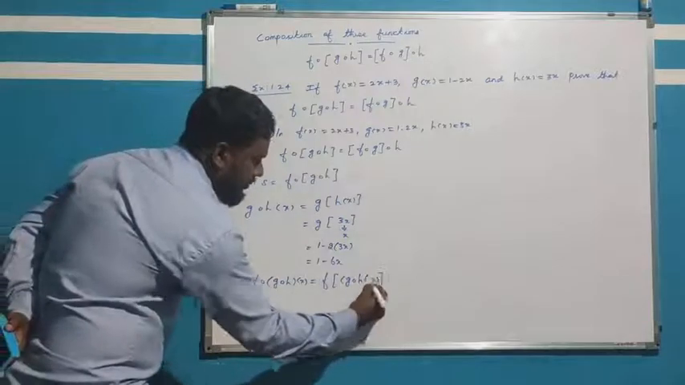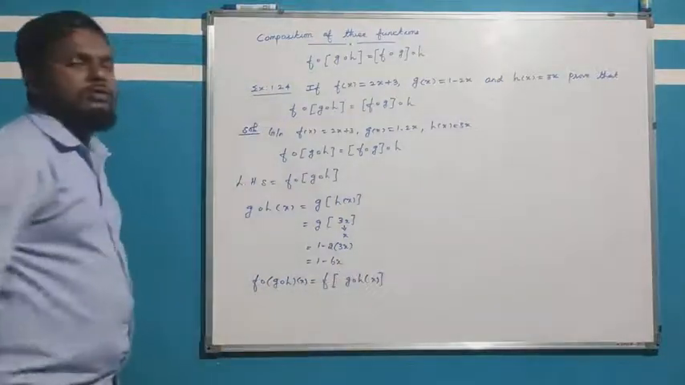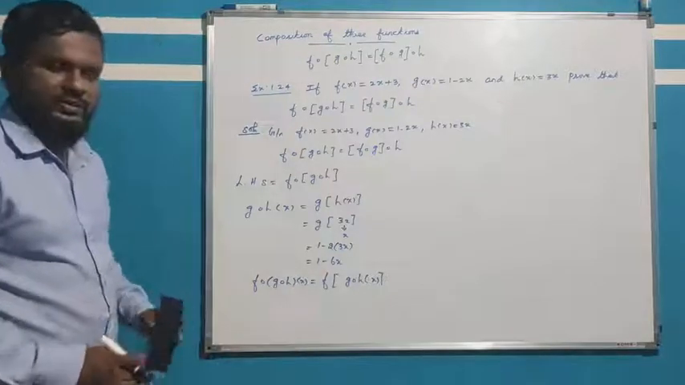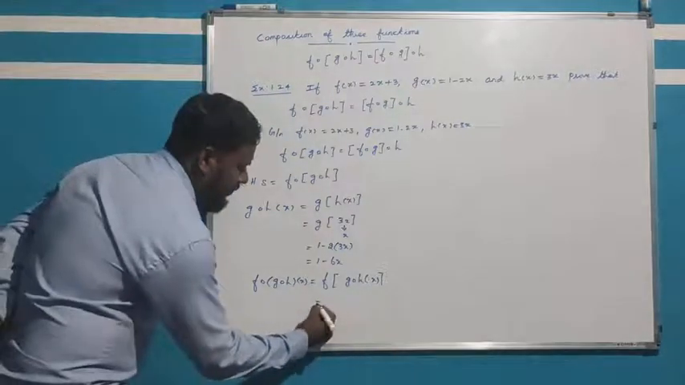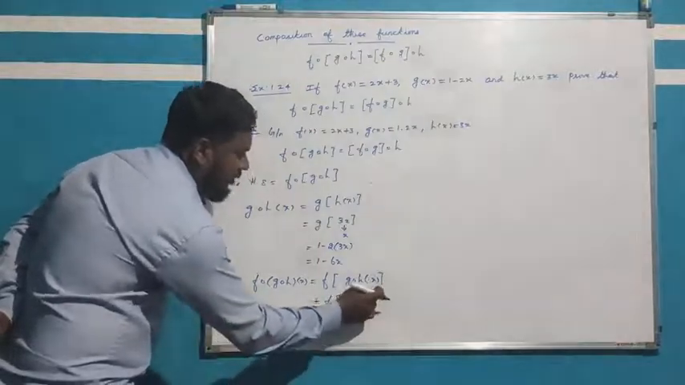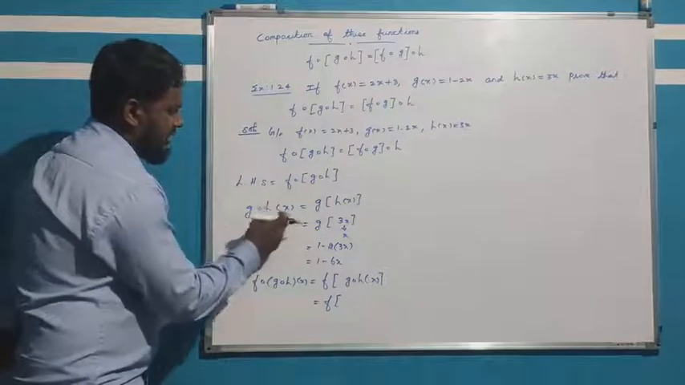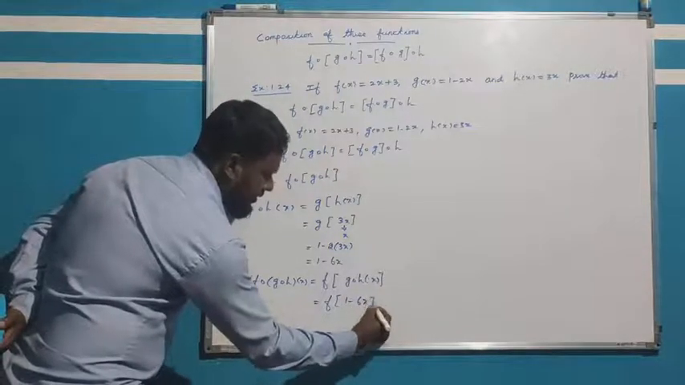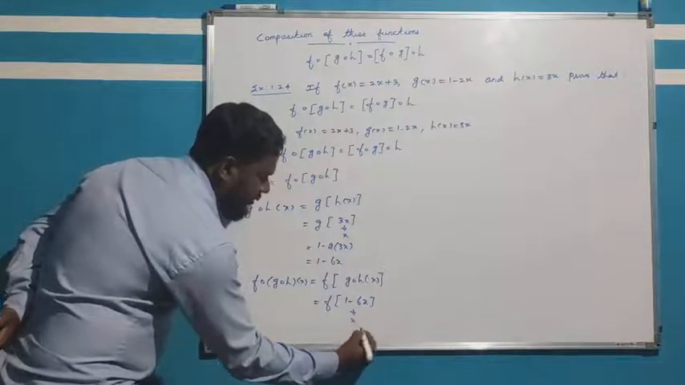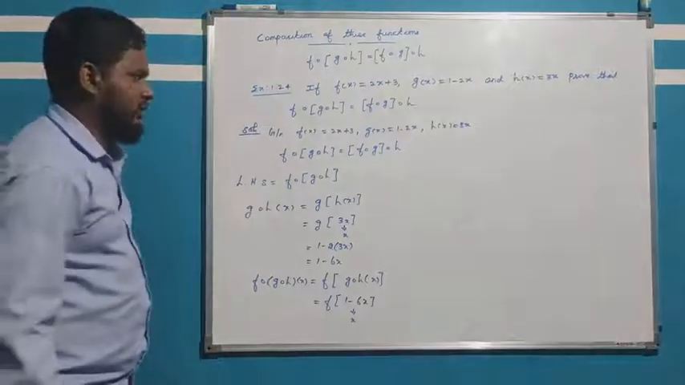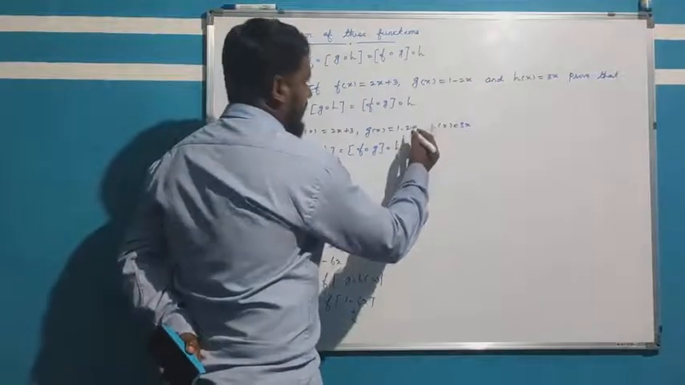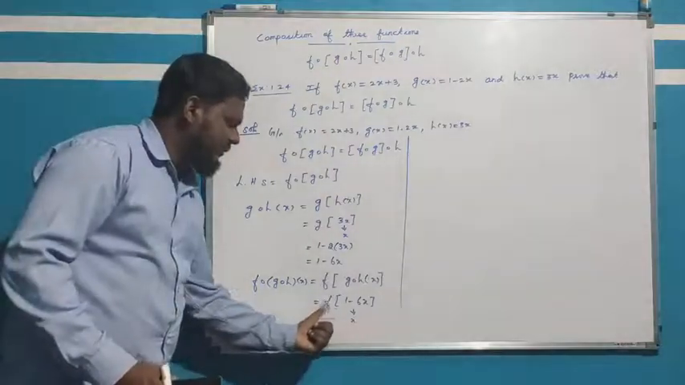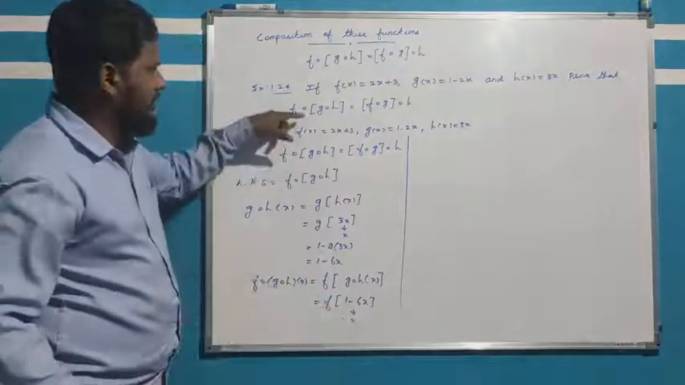So f of (g composite h) of x. What is that? (g composite h) of x we already found: 1 minus 6x. This we can consider as the x value. Now outside there is f. f means f of x. In f of x we have to check.